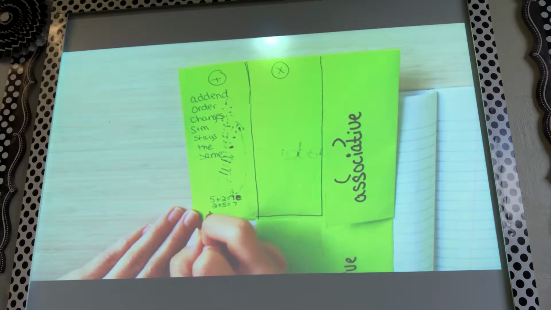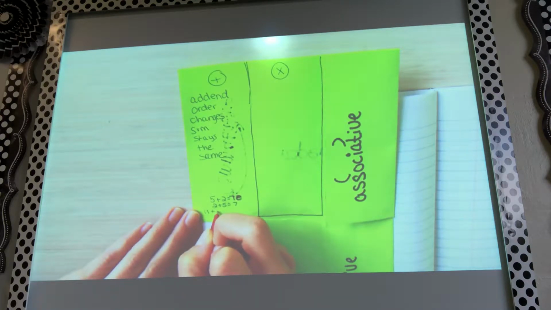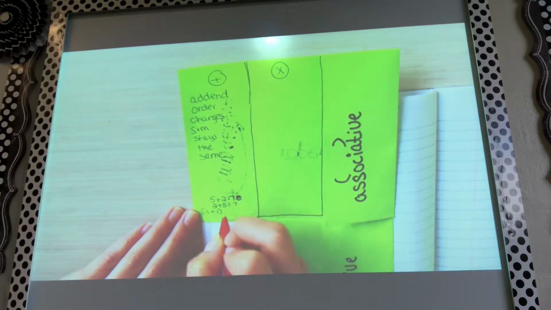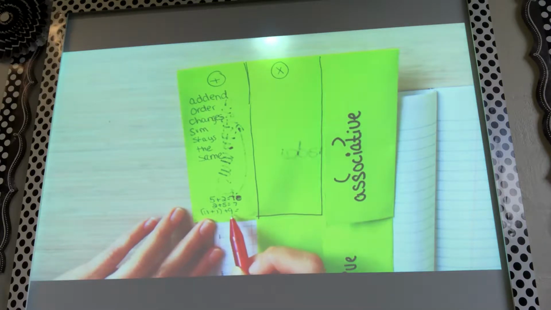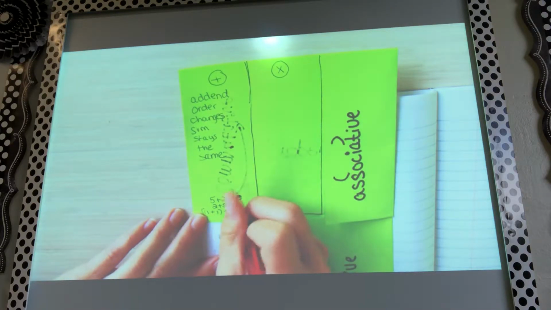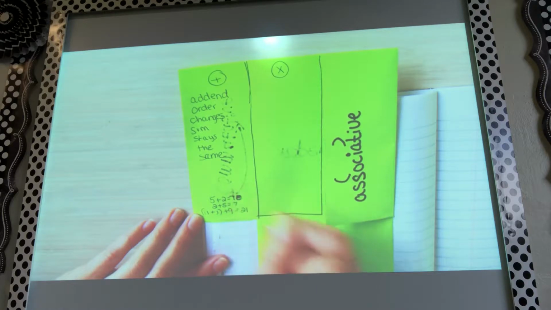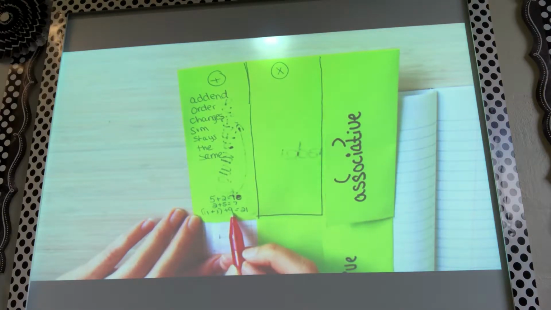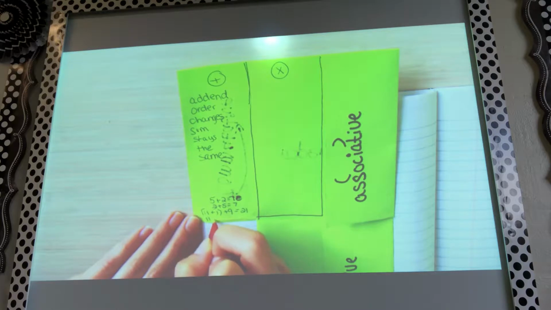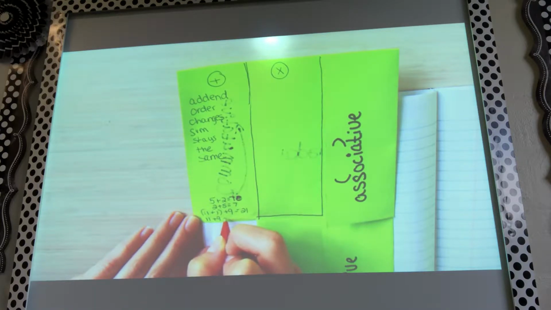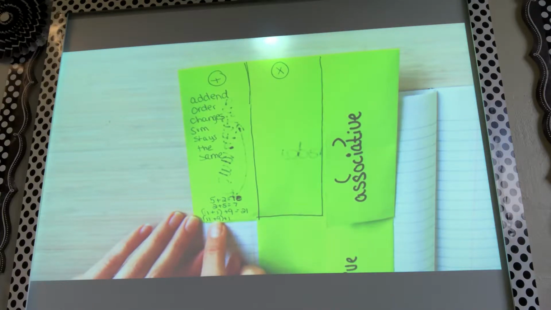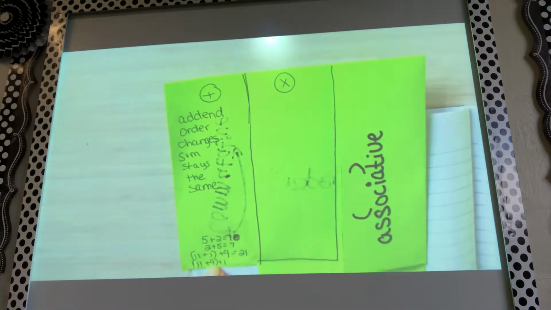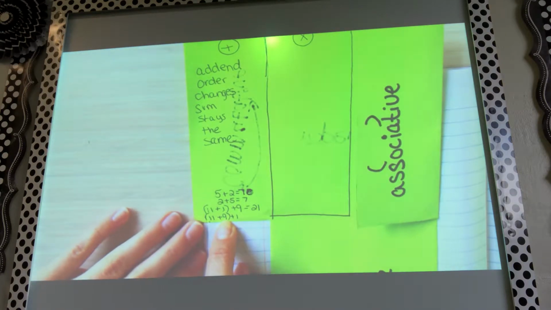I could also do 11 plus 1 plus 9, and that would be 11, 12, and 9 is 21. Or I can commute my addends, 11 plus 9 plus 1. Notice my grouping stayed the same. I didn't move my parentheses there. Let me zoom in a little bit so you can see a bit better. I didn't move my parentheses.